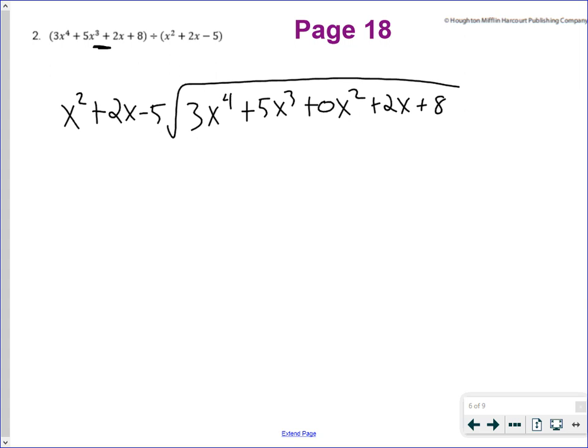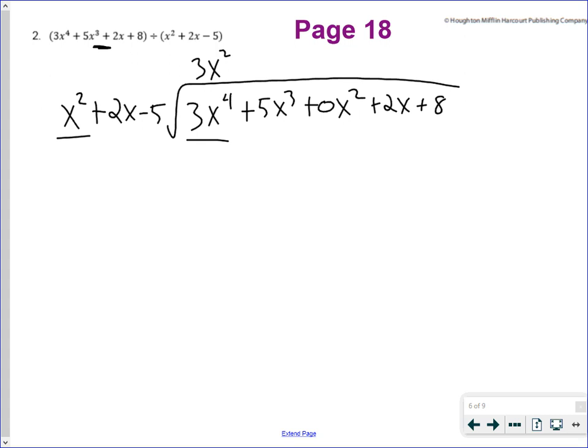All right, so like we did before, we're going to compare the first term with the first term. x squared goes into 3x to the 4th how many times? Or x squared times what gives you 3x to the 4th? In this case, it's 3x squared. 3x squared times x squared is 3x to the 4th.